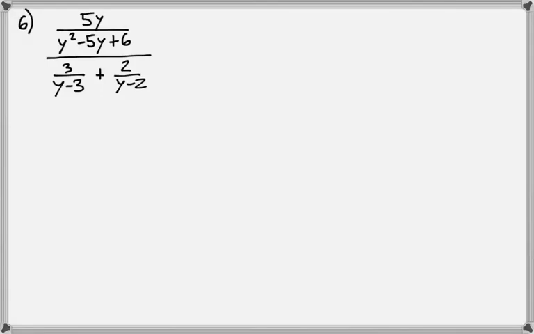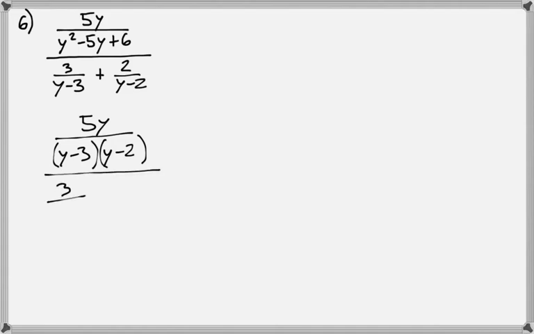On number 6, before I find the LCD, I want to factor that top fraction. So it is going to be 5y, but if I factor it, what two numbers multiply together to give me positive 6, but add together to give me negative 5? And that's going to be minus 3 and minus 2. And the bottom fractions I'm not going to change.